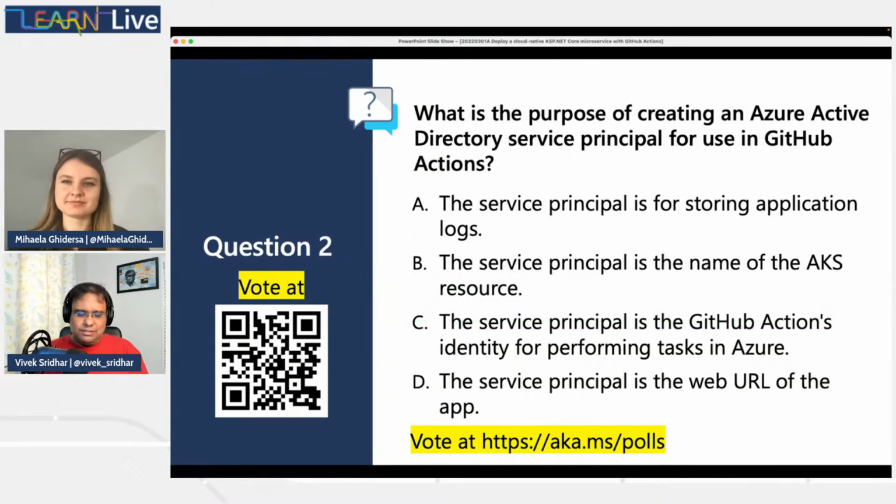You need to take some time to read this because it's quite a bit of text. What is the purpose of creating an Azure Active Directory service principal for use in GitHub Actions? There are quite a few interesting options there, and it's going to confuse you. Just take some time to read through this before you answer. So, what are your thoughts, Mayla, on this question?